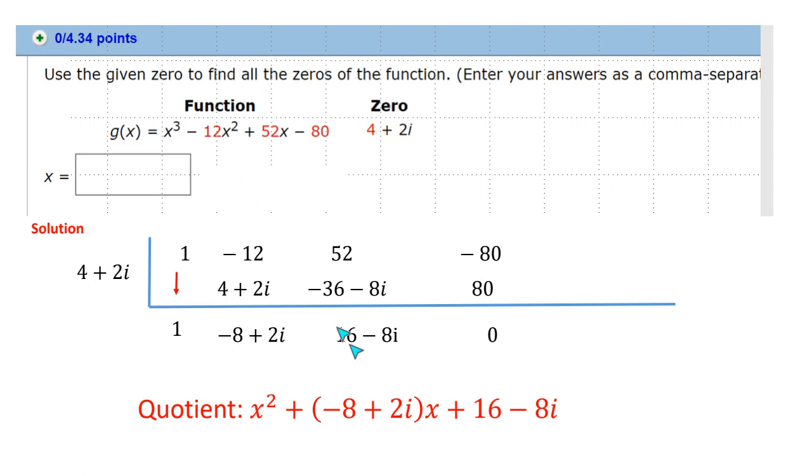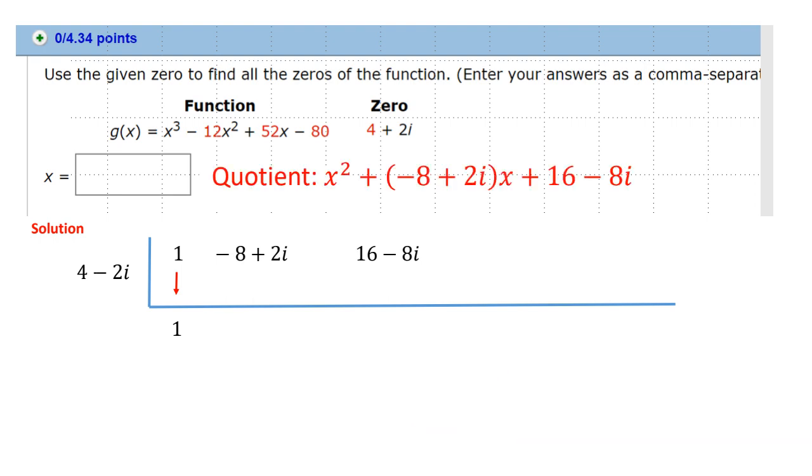So you might be thinking, well, it doesn't look like it did anything, right? But since this was a cubic, we can start with a quadratic now. So this one is x squared. Negative 8 plus 2i is the coefficient of your x, and then your constant is 16 minus 8i. So we're going to go ahead and repeat the process.